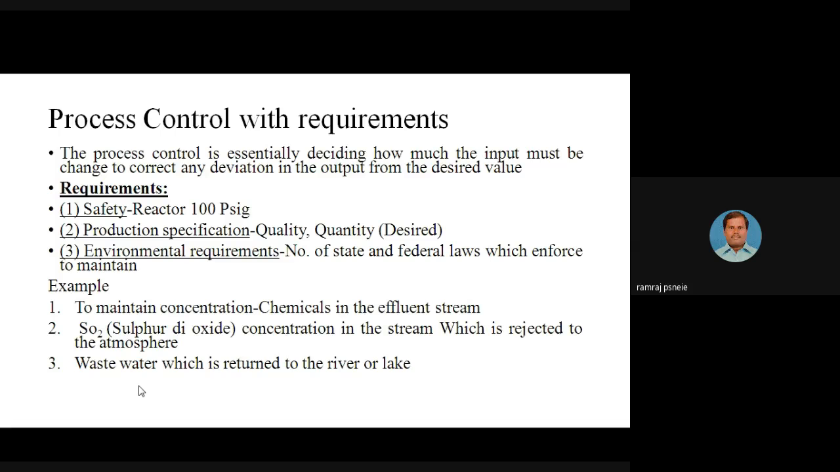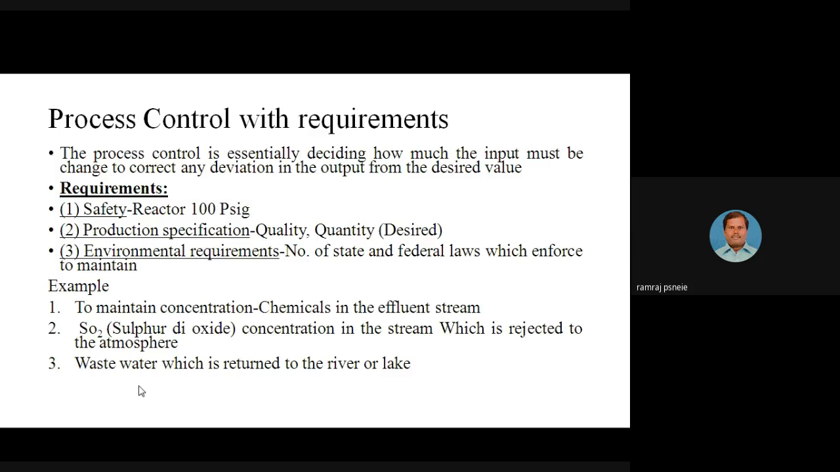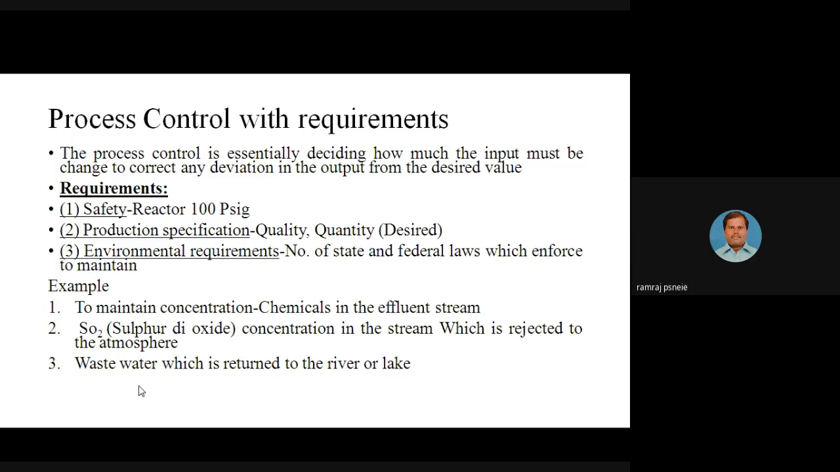Second point, product specifications. We need to make uniform quality as well as quantity in the product that you are making. You need to make uniform quality and uniform quantity at your desired level. It could be possible only by the control system.